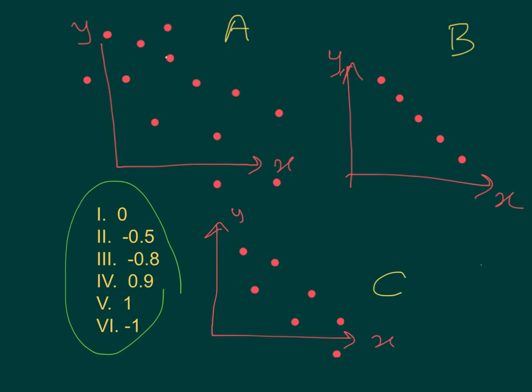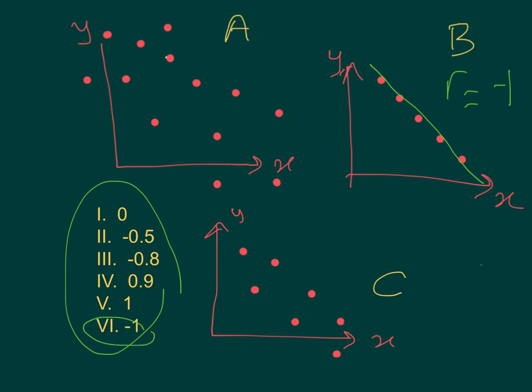Alright, welcome back. Now let's start with the easy one. B seems like a line can fit B, so that will be negative correlation, and a perfect negative correlation means R in this case is -1. So this is number 6.